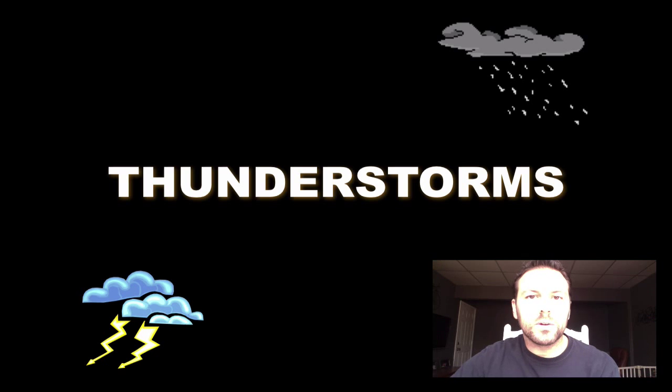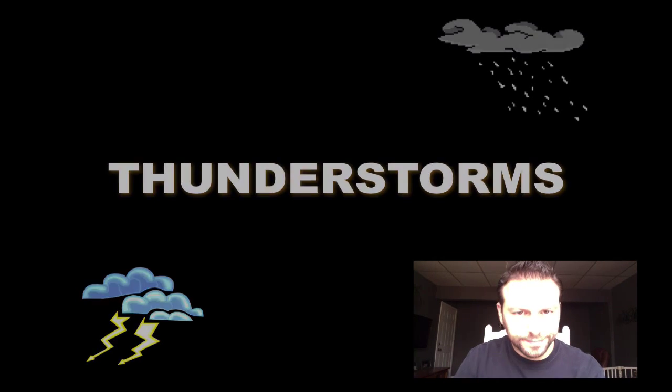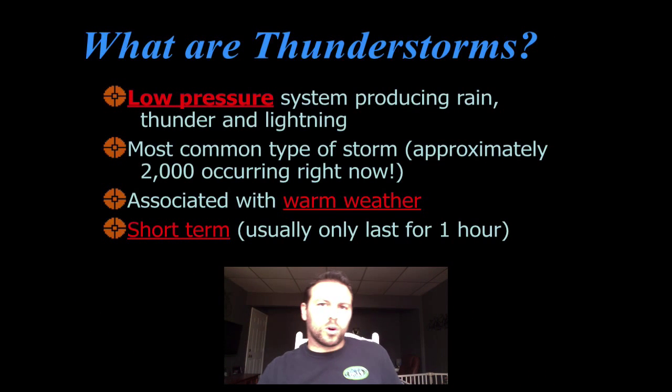Stano. Today we're going to move on to thunderstorms. Thunderstorms are going to be associated with low pressure. Remember low pressure, rainy conditions from that rising air. But these low pressure systems are going to have extremely rapidly rising air that are going to produce heavy rains, thunder, and lightning. Most common type of storm that we see in the United States, approximately 2,000 occurring at any given point in time, and they're going to be associated with warm weather.